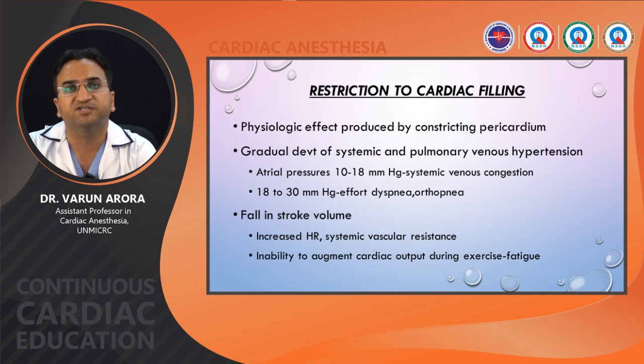So the physiologic effect is produced by the constrictive pericardium. There is a gradual development of systemic and pulmonary venous hypertension. Atrial pressures of 10 to 18 mmHg cause systemic venous congestion. At 18 to 30 mmHg, there is effort dyspnea and orthopnea. Due to the fall in stroke volume, there is increased heart rate, increased systemic vascular resistance, and inability to augment cardiac output during exercise, leading to fatigue.